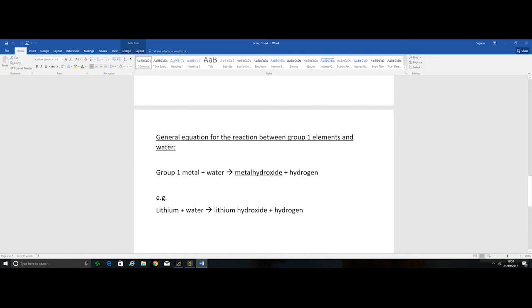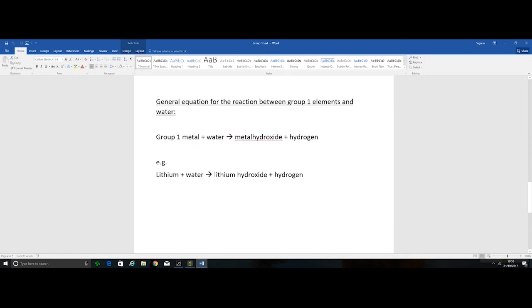So the general word equation is: group 1 metal plus water makes a metal hydroxide, which is what makes the solution alkali, plus hydrogen gas.